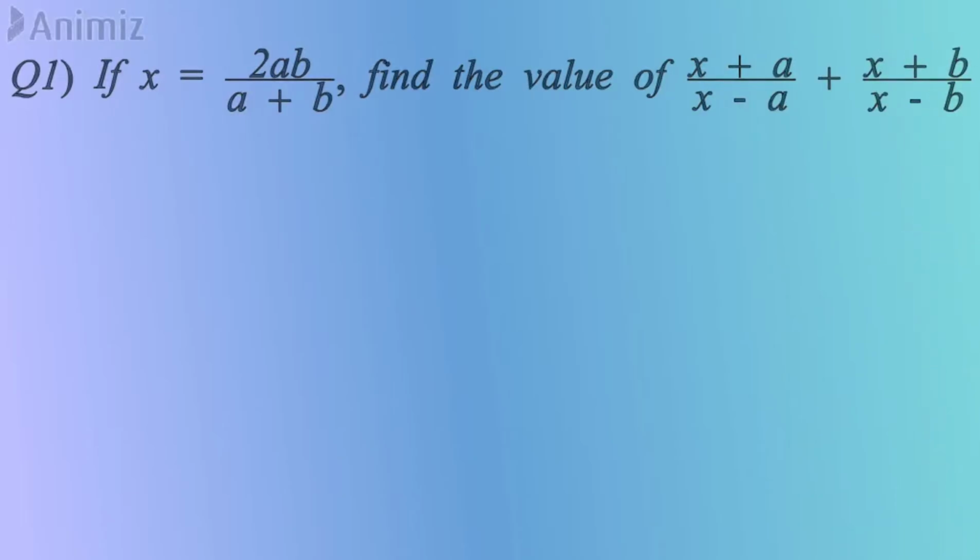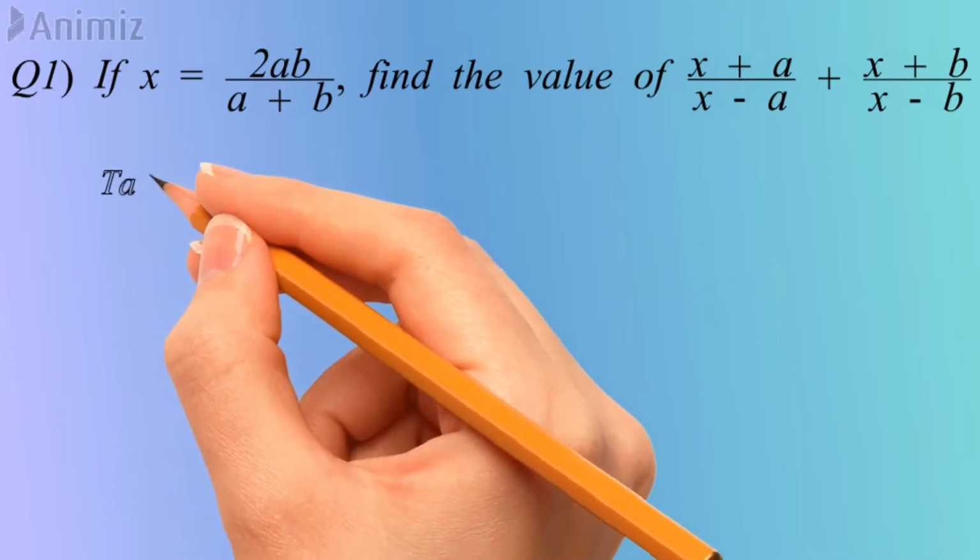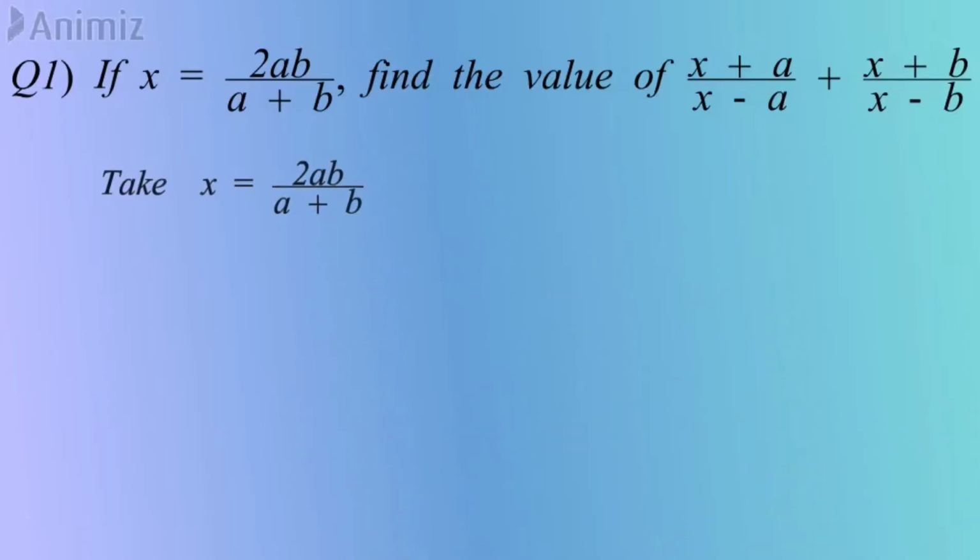Students, let's start with the sum. If x equals 2ab upon a plus b, they have asked you to find out the value of (x plus a) upon (x minus a) plus (x plus b) upon (x minus b). Here we don't want to substitute the value of x directly. We have to use the property componendo and dividendo. For that, take this.